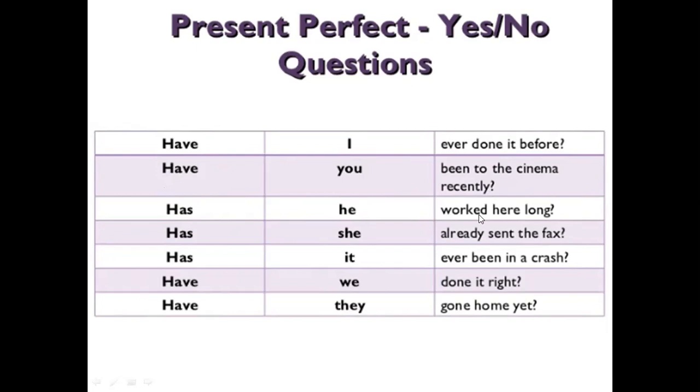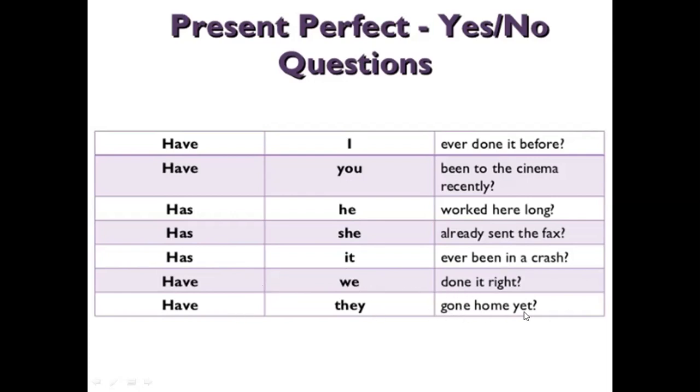Has she worked here long? Has, subject she, and then past participle. Has she already sent the fax? So has, then subject, and then already sent. Sent here is the past participle. Has it ever been in a crash? So again, has, subject, and then past participle. Have we done it right? So have, subject is we, and then past participle.